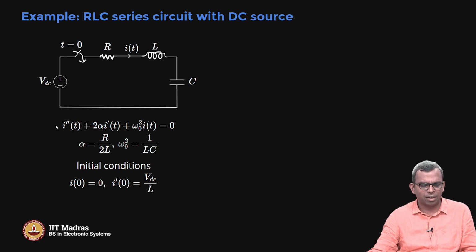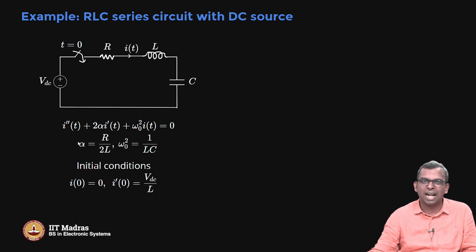Now what I have done here is I have divided by L throughout, and then assigned some variables to these, R by L and 1 by LC, so that you get I double prime of t plus 2 alpha I prime of t plus omega naught square I of t equals 0. So this is a standard form.